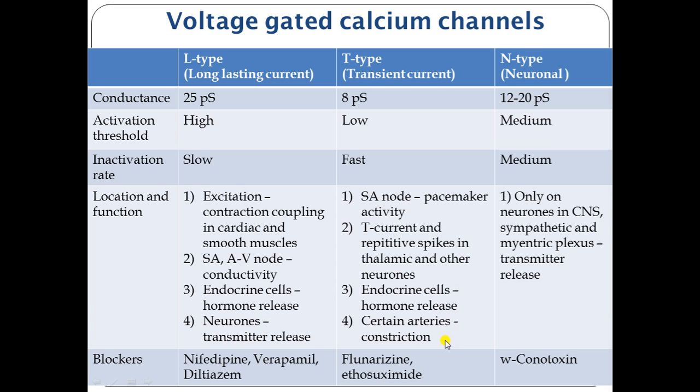Some T type of calcium channels are present in the endocrine cells and others are present in certain arteries responsible for constriction and all. While neuronal type of calcium channels are present only in the CNS, neurons related to sympathetic ganglia. It is also present in the myenteric plexus, where it is responsible for release of the neurotransmitter. And calcium is a common agonist at all the channels. If we see the blockers or the drugs which can block these channels, L type of calcium channels can be blocked by nifedipine, verapamil and diltiazem like drugs, while T type is blocked by flunarizine and ethosuximide, and N type is blocked by omega-conotoxin.